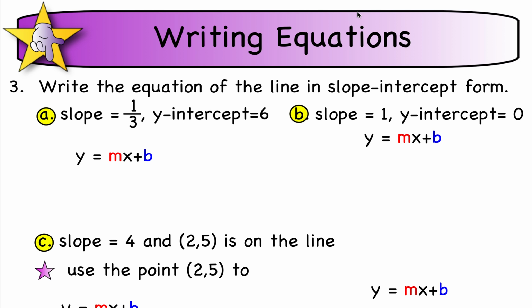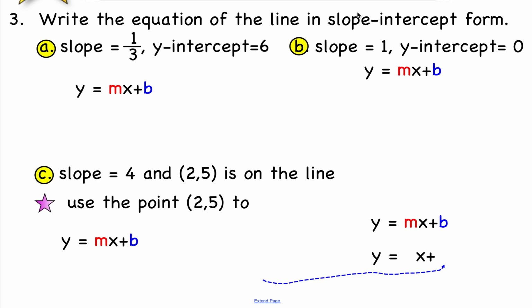Writing equations. Write the equation of the line in slope-intercept form. If we have a slope of 1/3 and a y-intercept of 6, well, this is just a matter of plugging in 1/3 where you see the letter m and 6 where you see the letter b. Very straightforward. y equals 1/3 x plus 6. If our slope is 1 and our y-intercept is 0, again, plugging those values in, but we don't even need to write the plus 0, so that would simplify to y equals x.